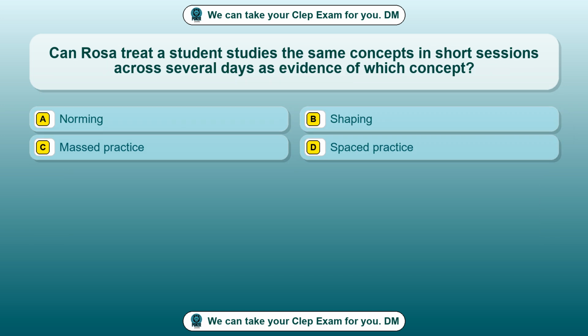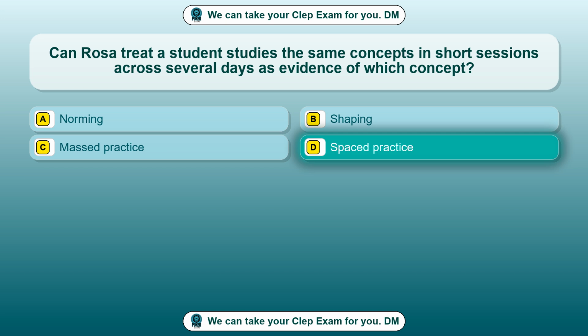Question 38. Can Rosa treat a student studies the same concepts in short sessions across several days as evidence of which concept? Option A, norming. Option B, shaping. Option C, massed practice. Option D, spaced practice. The correct answer is option D.